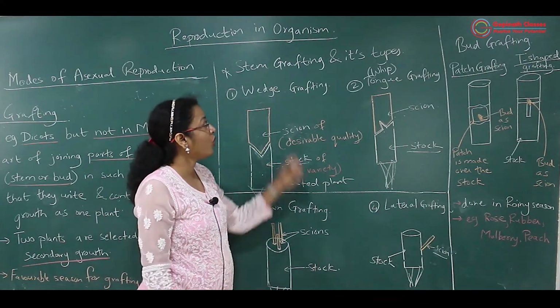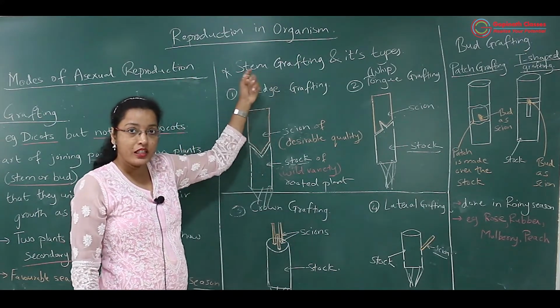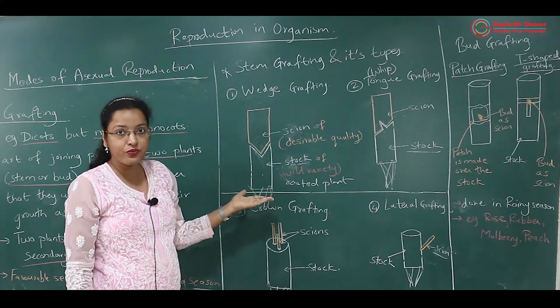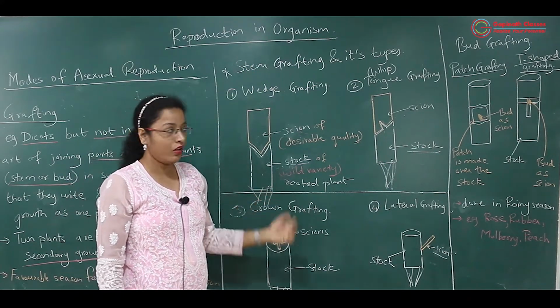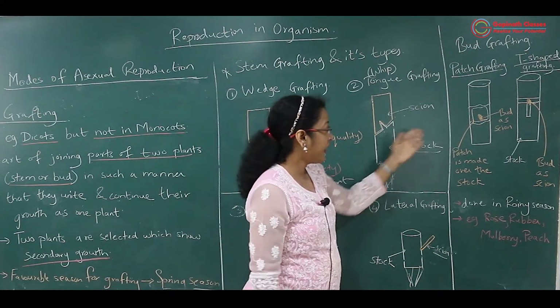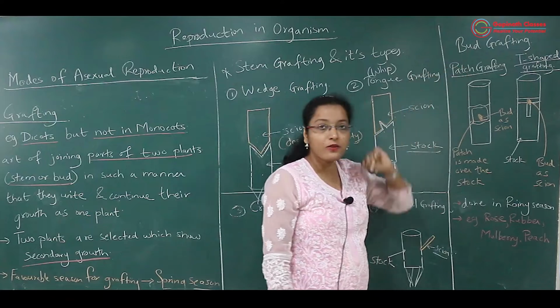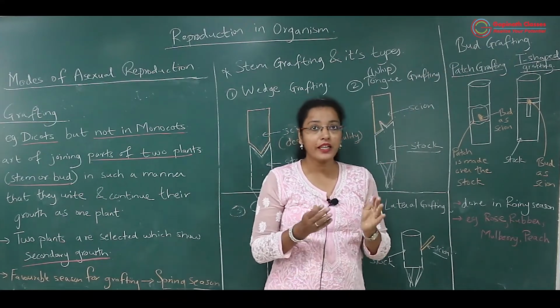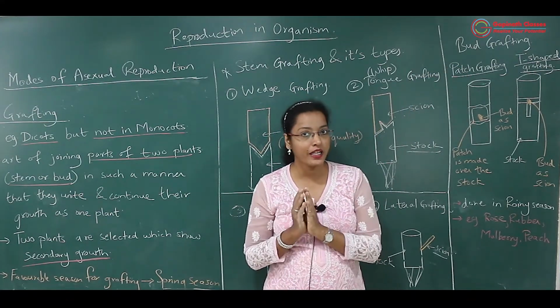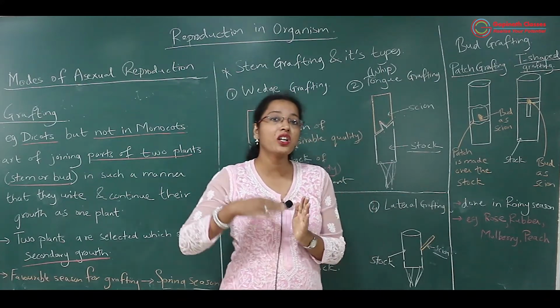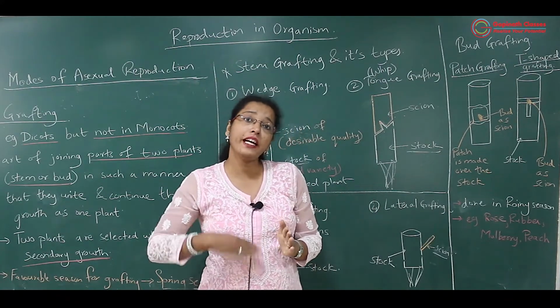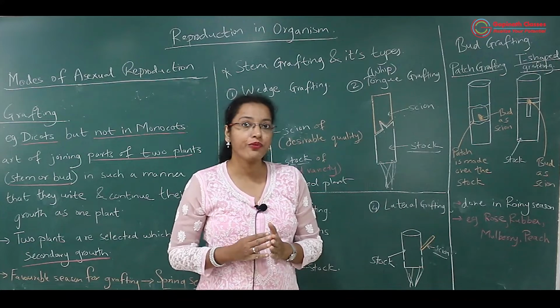So, all of you understood what is stem grafting. Stem grafting, again, the favorable season for that is the spring season. Okay, coming to the next part, that is bud grafting. Bud grafting, the name itself suggests what it is. Bud is a set of meristematic cells which will further divide and redivide and get differentiated to form different parts of the plant.